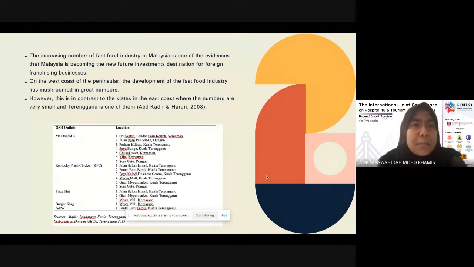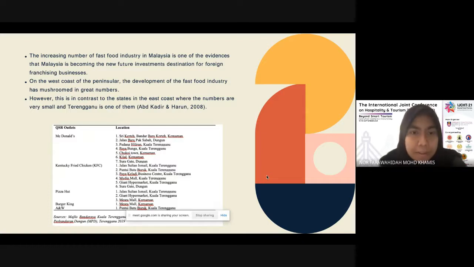The increasing number of fast food outlets in Malaysia is one of the pieces of evidence that Malaysia is becoming the new future investment destination for foreign franchising businesses. On the west coast of Peninsula, the fast food industry has mushroomed in great numbers, for example in Selangor, Kuala Lumpur, and so forth. However, this is in contrast to the states on the east coast where the numbers are very small, and Terengganu is one of them, according to previous research in 2008.